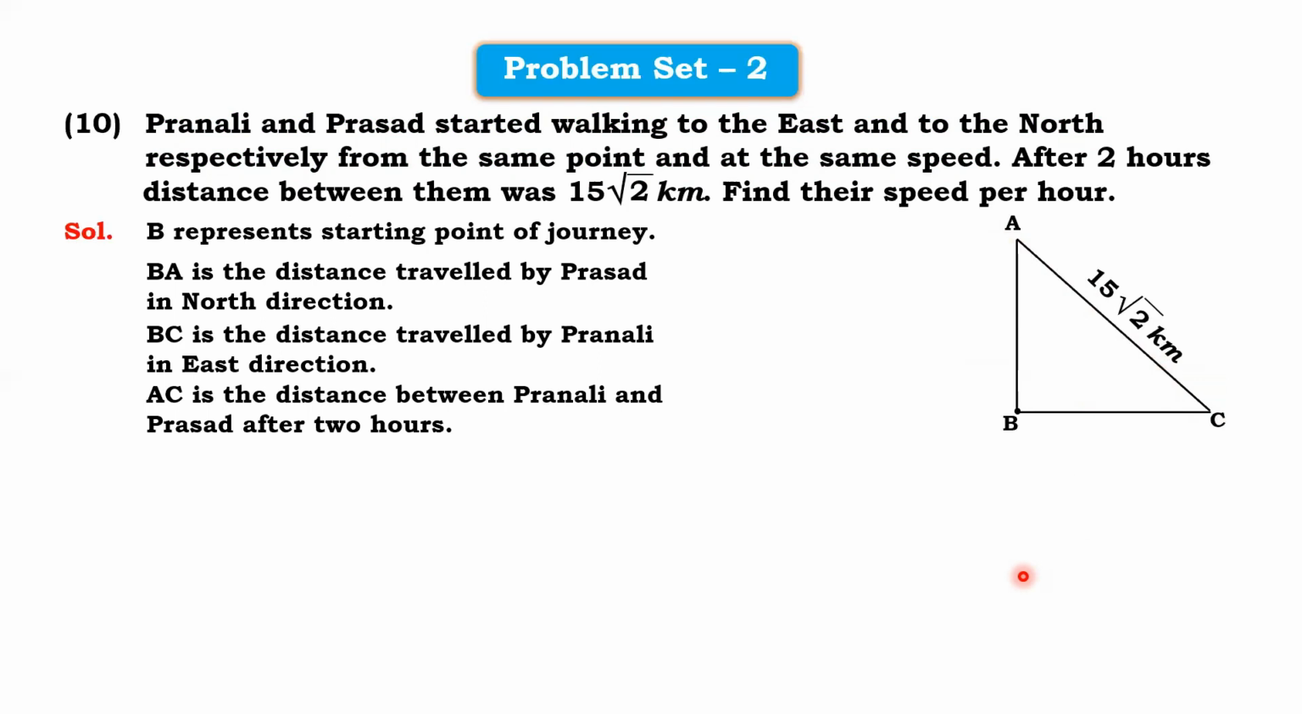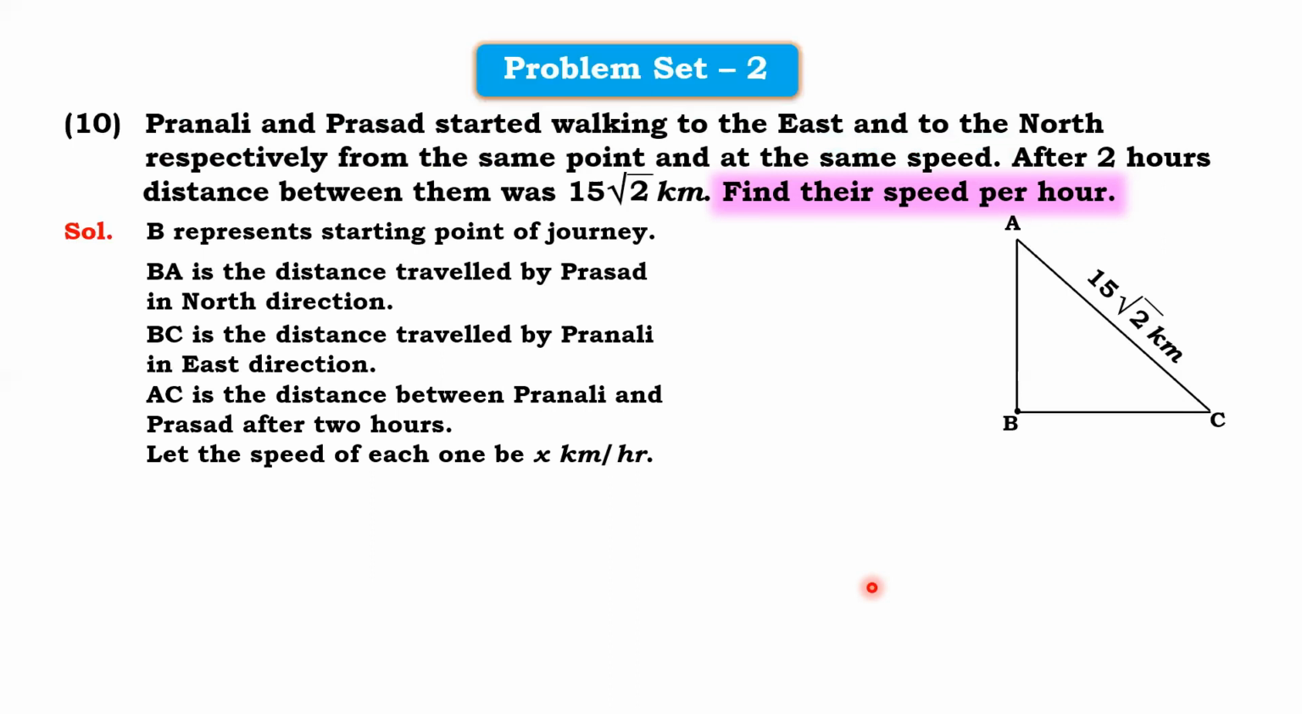Now students, it's very clear in this sum, both of them were traveling with the same speed. Since their speed was same, we'll consider the speed of each of them as x kilometers per hour. Right? We don't know how much is the speed. We have to find their speed. So let us consider each of them traveled at a speed of x kilometers per hour. So we have said let the speed of each one of them be x kilometers per hour. Right?